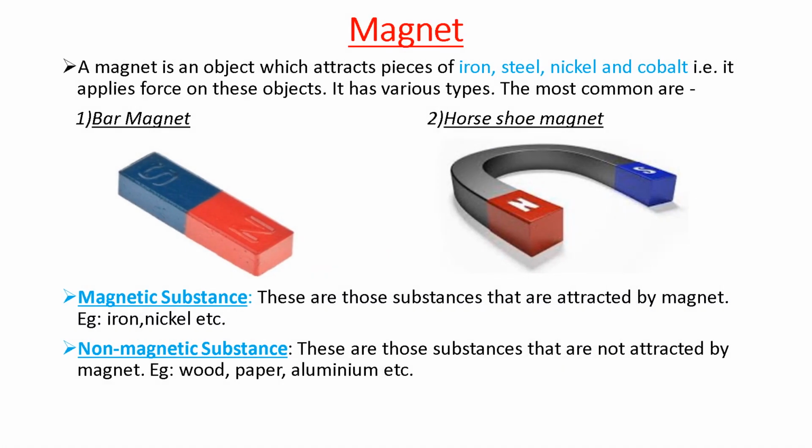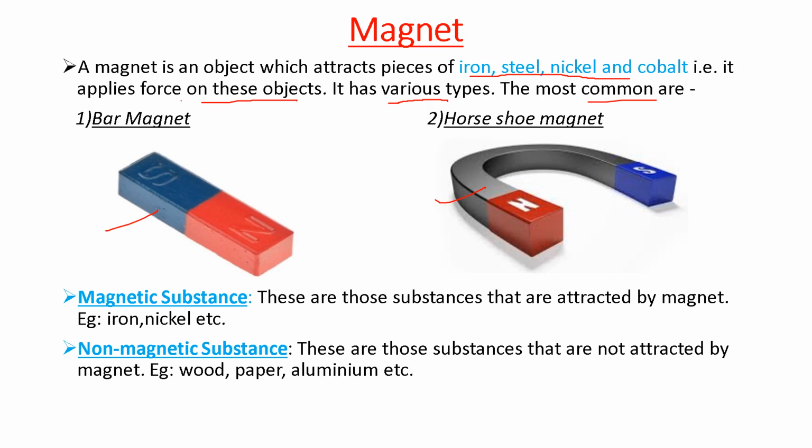Now let us understand what is a magnet. A magnet is an object which attracts pieces of iron, steel, nickel, cobalt or their alloys. Why? Because it applies a force of attraction on these objects. These magnets are of various types, but the most common and generally found magnets are the bar magnet and the horseshoe magnet. The horseshoe magnet is of U shape. And this is the bar magnet.